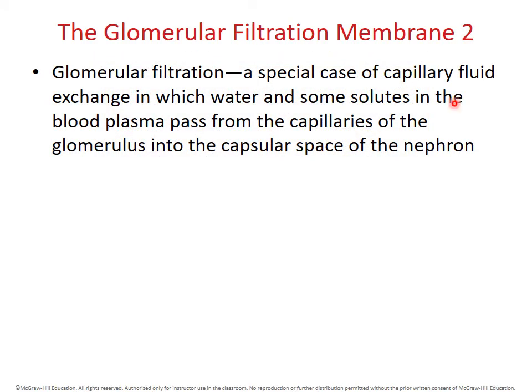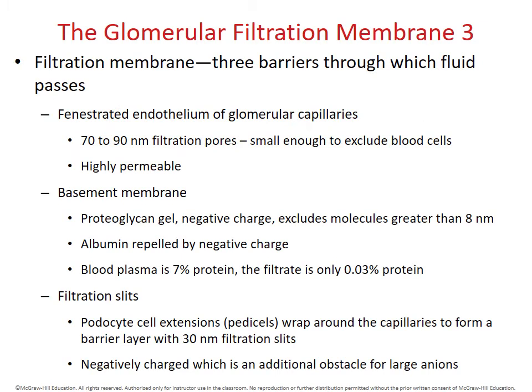So this process of filtration is referred to as glomerular filtration, and as I said earlier, it's just a special case of exchange between blood plasma and the surrounding tissues. In this case, the tissue is the capsular space. I've already described the membrane and its 3 components. So here you see in written words what I was just describing on that previous diagram.